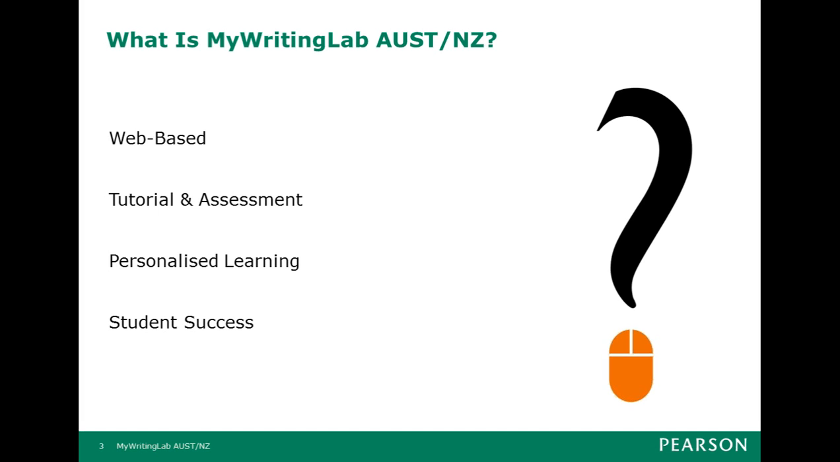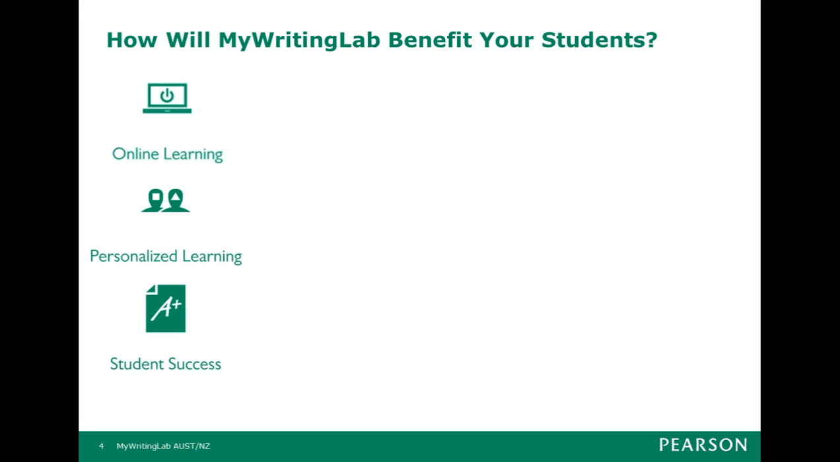I hope this resonates with what you might be looking for to improve literacy skills at your institutions, but let's take a closer look at the benefits that MyWritingLab can bring. The benefits for students are very clear. Students can access this anywhere that they're online. As long as they've got an internet connection and a computer, they'll be able to do their assessments and their learning.